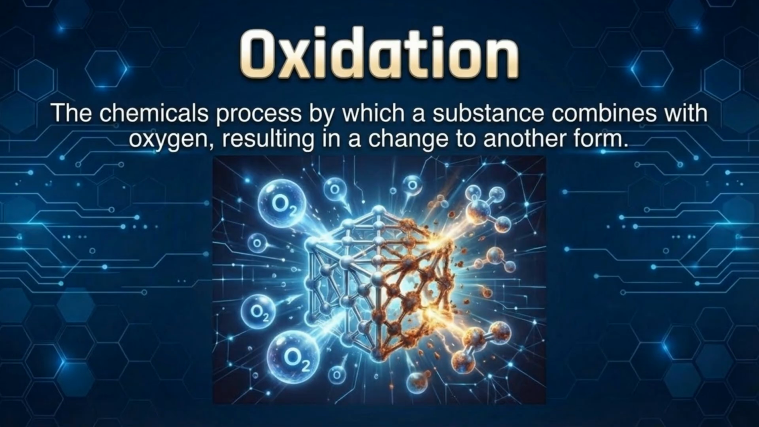Oxidation is the chemical process by which a substance combines with oxygen, resulting in a change to another form. Oxidation. Definition: a chemical reaction where oxygen interacts with substances causing deterioration. Examples: apple turning brown after cutting, rancid fats. Health note: oxidative stress in the body is linked to aging and chronic disease.